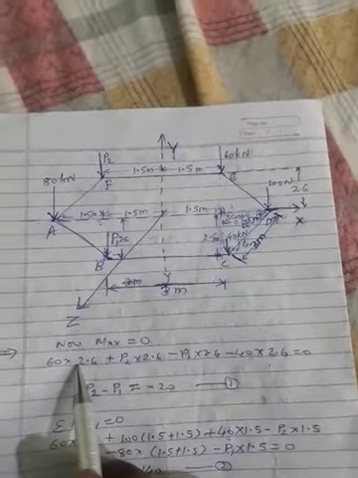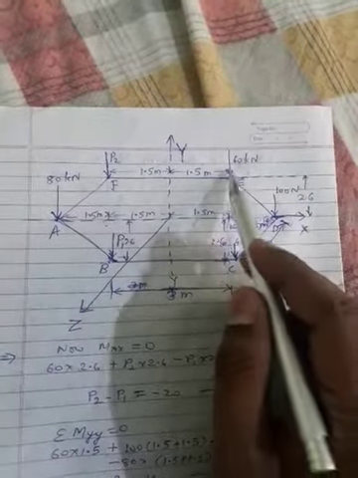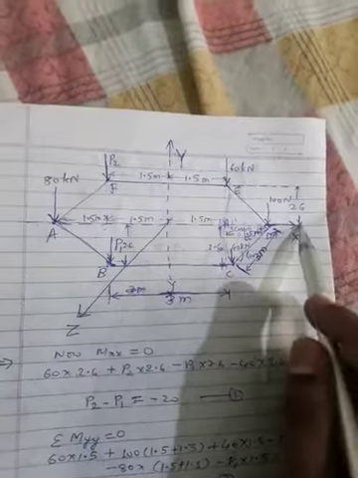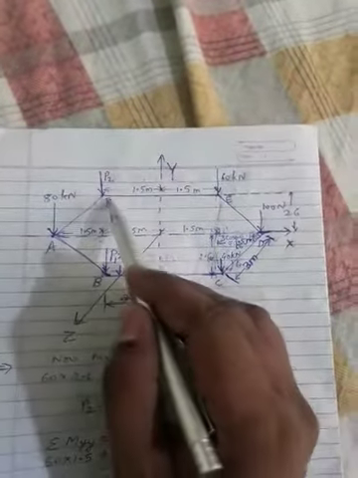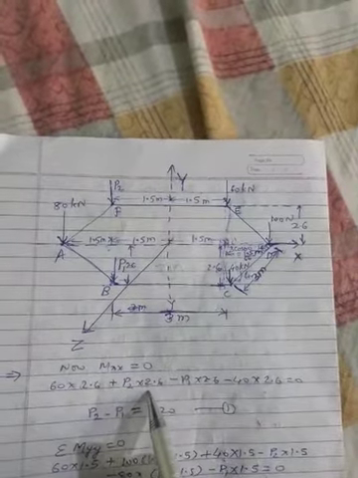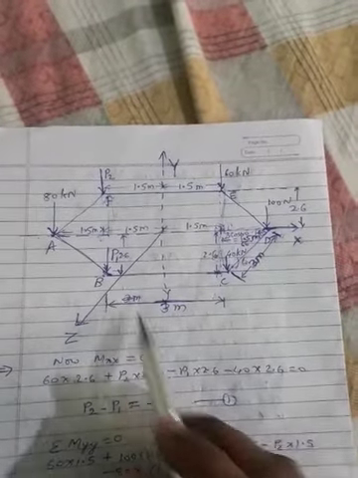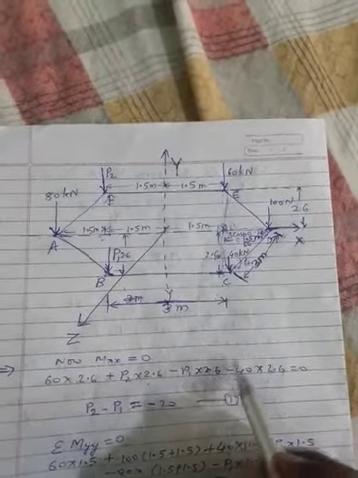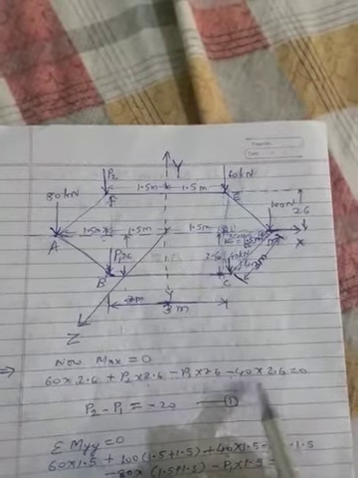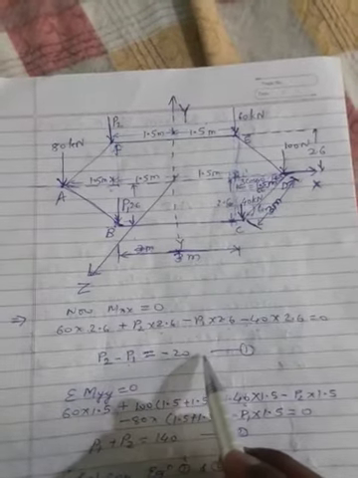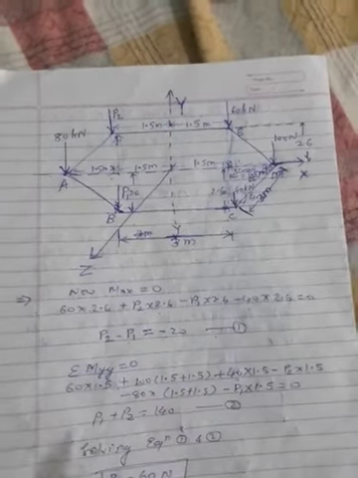Now I have already calculated the perpendicular distances. For 60 Newton, this is a vertical downward force, so this distance will be the perpendicular, 2.6. Now P2 will rotate clockwise, so plus P2 into perpendicular distance 2.6. This P1 will rotate anti-clockwise, so minus P1 into 2.6, and again this 40, so minus 40 into 2.6. After simplifying, I will get P2 minus P1 equal to minus 20, that is equation 1.